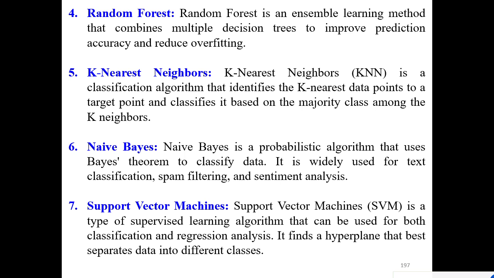That's why we are using the Euclidean distance formula here. Naive Bayes classification is a probabilistic algorithm that uses Bayes theorem to classify the data. It is widely used for text classification, spam filtering, and sentiment analysis. Support vector machine is a classification and supervised learning technique that can be used for both classification and regression analysis. It finds a hyperplane that best separates data into different classes.